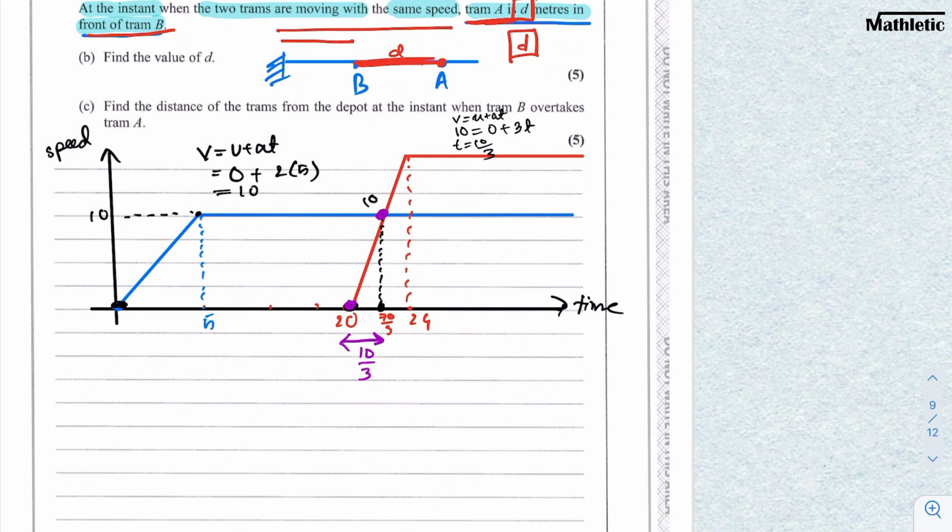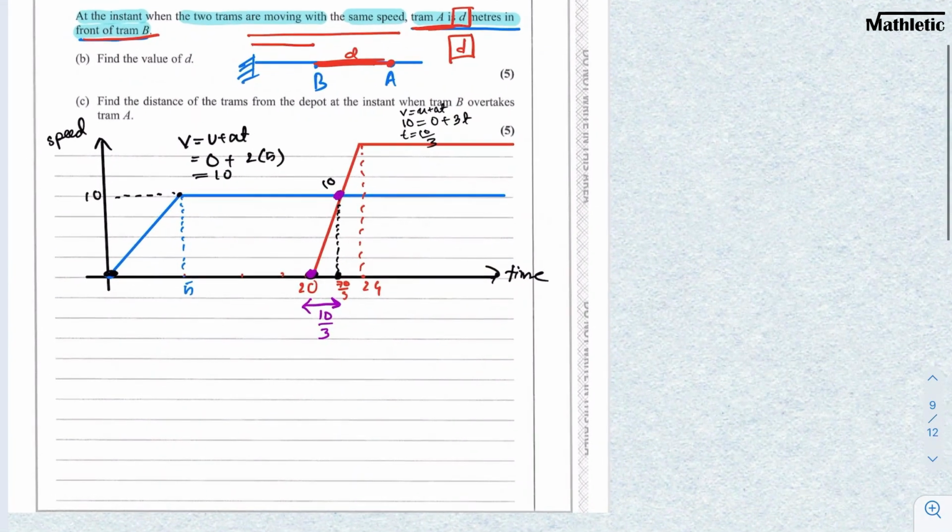Next I will try to find the distance traveled by A and B up to this point, 70 by 3, because that's when their velocity was 10, as in they were moving with the common velocity of 10. So I will find the area under the curve for both situations, because the area under the curve gives us the distance here. Let me start with the first one, tram A.